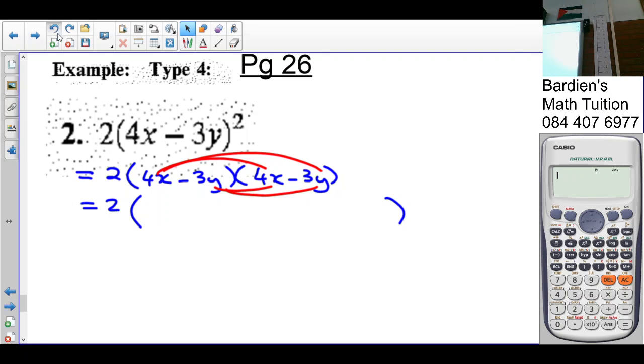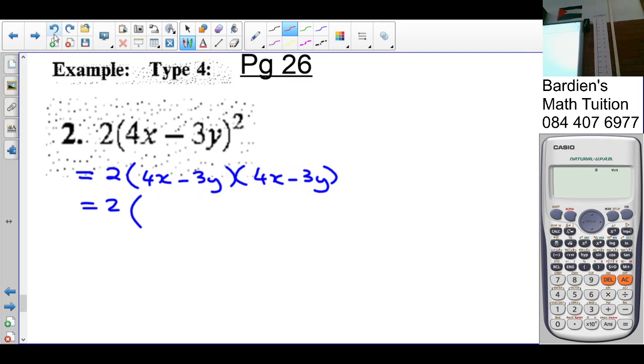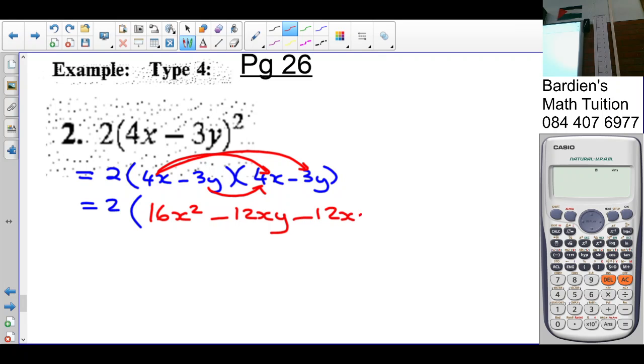In our next lesson, we will do a few more examples before we go into the next part. So it's going to be 4x times 4x, which is 16x squared. 4x times negative 3y is negative 12xy. What's negative 3y times positive 4x? Negative 12xy. Negative 3y times negative 3y is positive 9y squared.